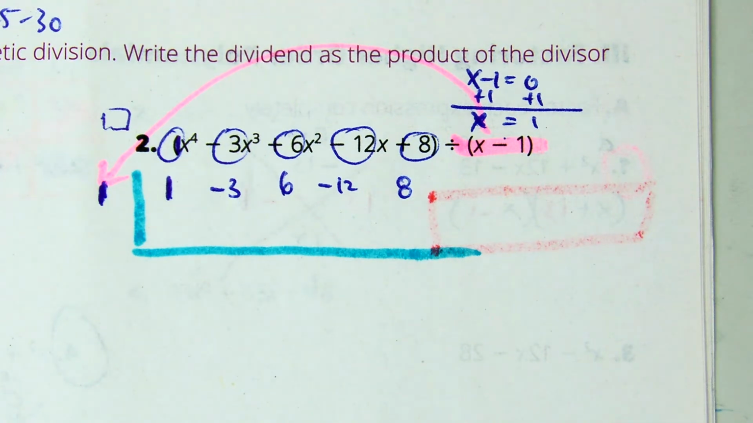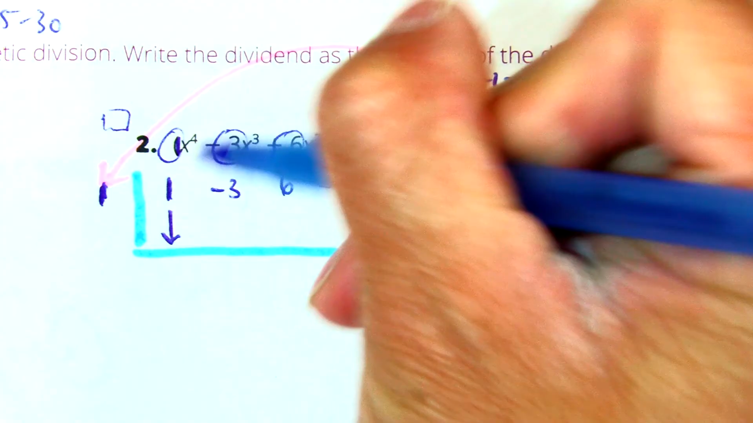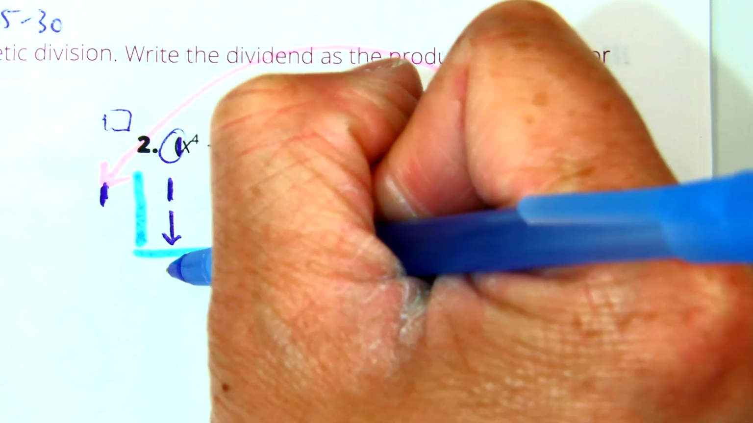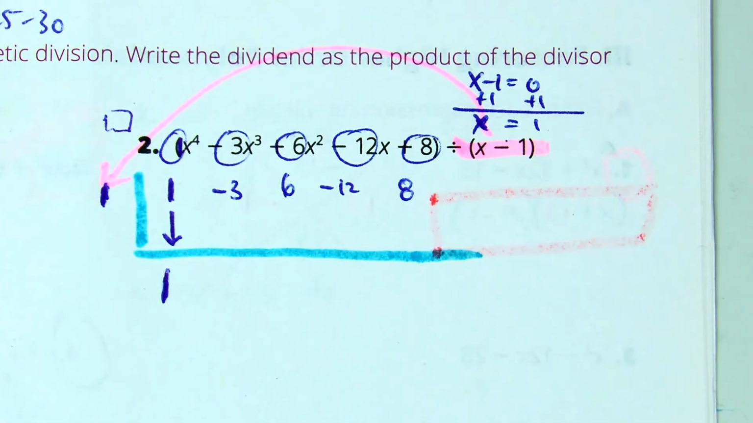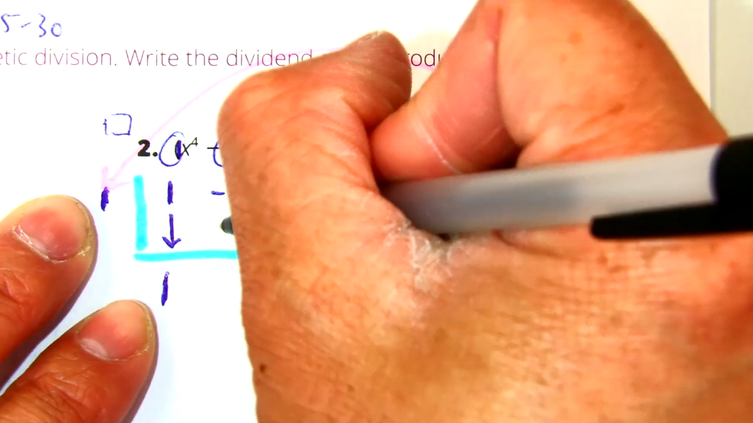Step number 3. Yelissa. Bring down the first term. So let's bring down the first term. And we're just going to write what number here, class? 1. Eric, what's the next step? Let's multiply diagonally. Class, 1 times 1? 1. And the answer goes right here.